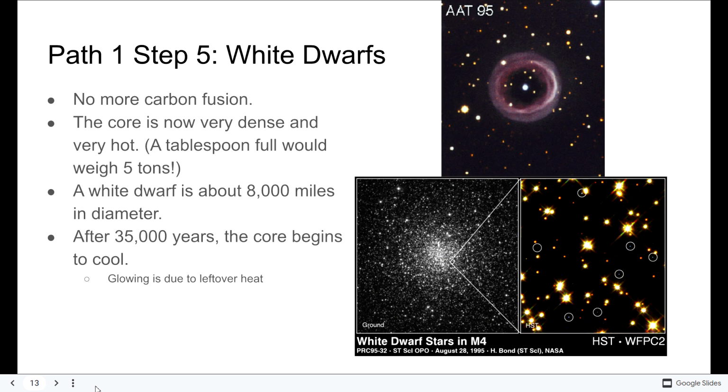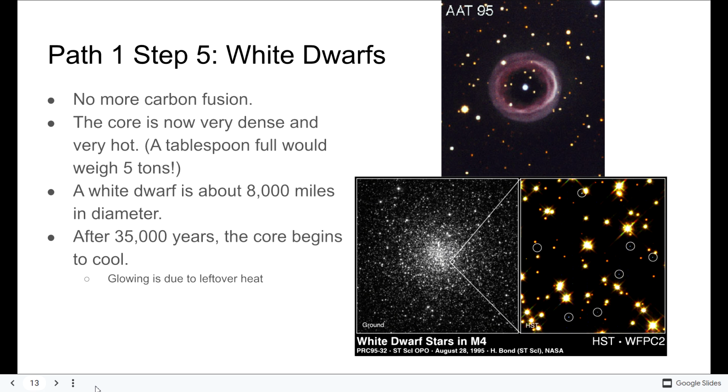Step 2 in path 1 is actually step 5 overall, and that is becoming a white dwarf. Now, in a white dwarf, all the carbon has fused together. There's no more carbon left to fuse. We're unhappy again because we have no internal forces happening. The core is super, super dense because it's got all that carbon in there. It's very, very hot. If you were to take a tablespoon of the core material and bring it back to Earth, that 1 tablespoon would weigh 5 tons. So equal to a couple cars for 1 tablespoon of it.